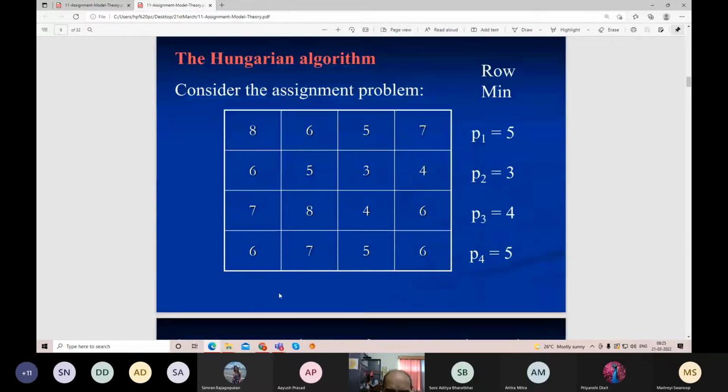The second problem is like this. This is also a 4x4 assignment problem. There are 4 workers and 4 jobs. We are going to assign one worker to one job only. So what is the optimal assignment? We have to know from the problem.